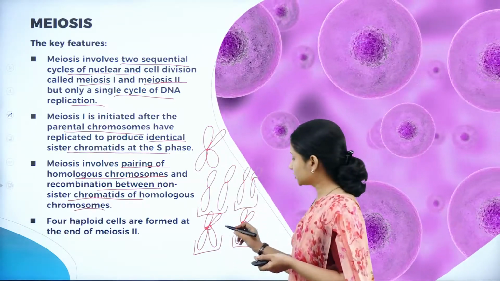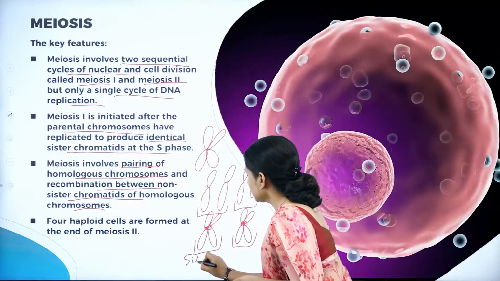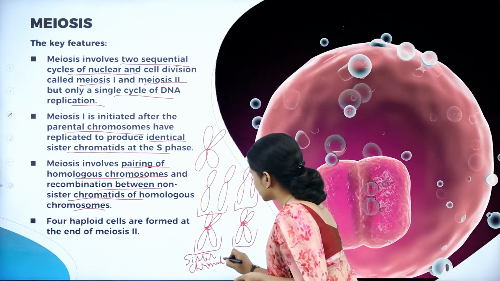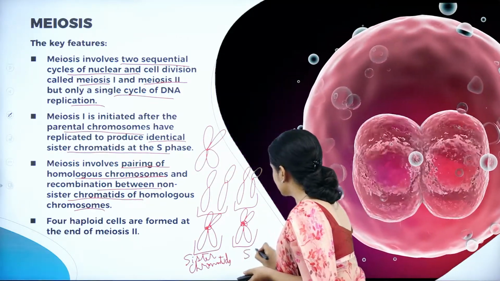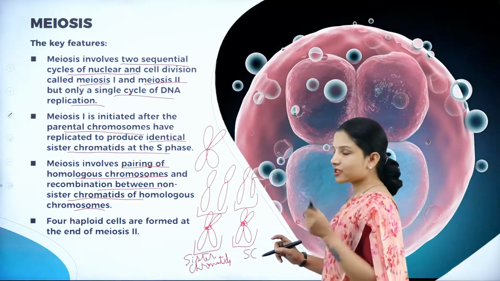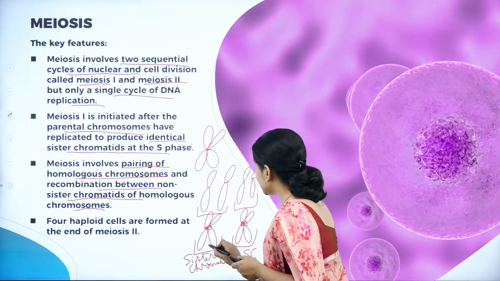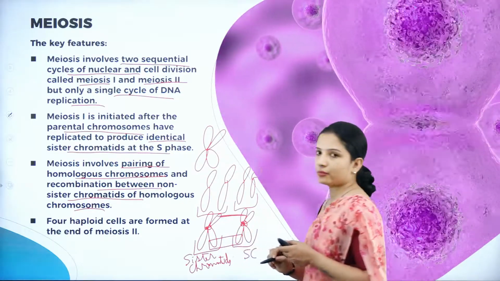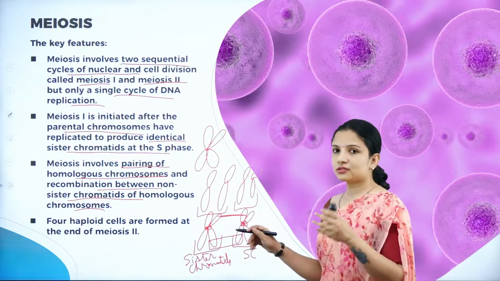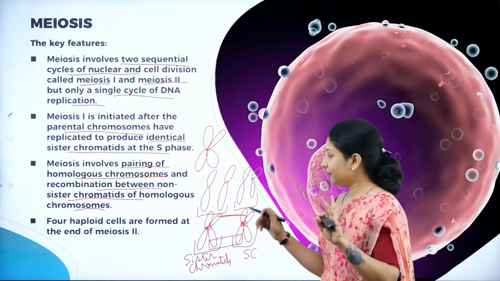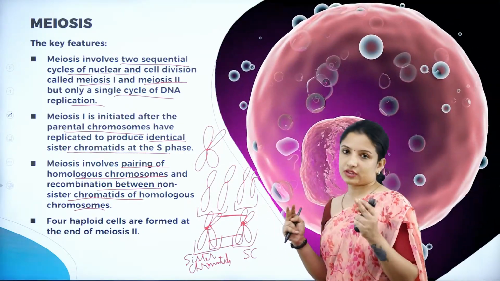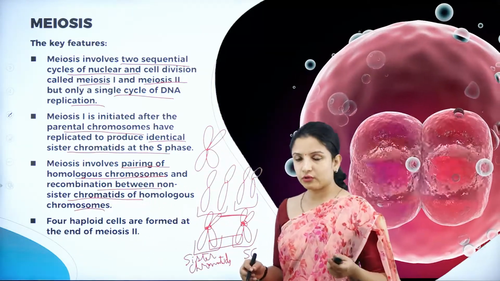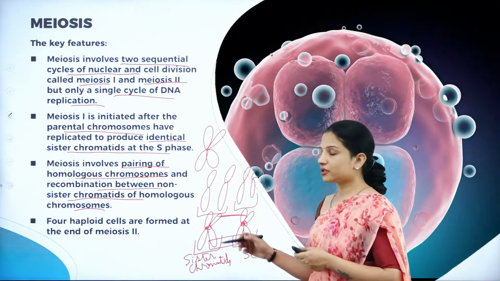Now these homologous chromosomes have been formed. Now these are called sister chromatids. So these are the sister chromatids, and this is one sister chromatid. Now which are the non-sister chromatids here? These two are the non-sister chromatids. These two are the non-sister chromatids. So, sister chromatids are the arms of the same chromosome, but non-sister chromatids are arms of 2 different chromosomes. So, here it involves the pairing of homologous chromosomes and also the recombination.